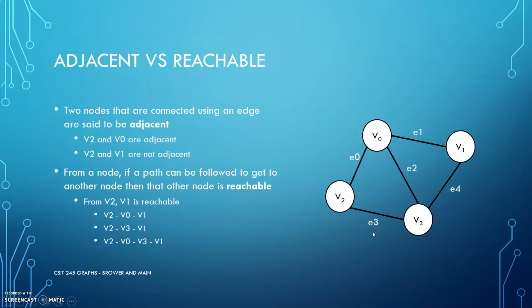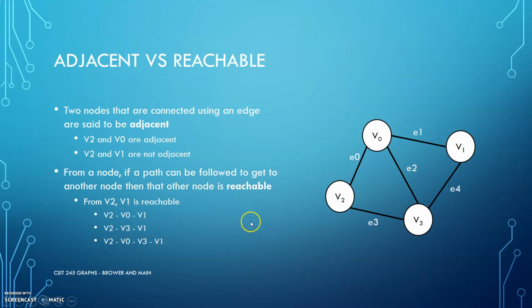Adjacent versus reachable. Two nodes are said to be adjacent if there's an edge connecting them. So V0 and V2, V2 and V0, there is an edge connecting the two of them. From V2's perspective, we say V0 is adjacent. From V2's perspective, vertex 3 is adjacent. But from vertex 2's perspective, vertex 1, there's not an edge that goes directly there. That's not adjacent. This is an important consideration for later when we get to an adjacency matrix, where an adjacency matrix keeps track of adjacencies. Vertex 2 is not adjacent to vertex 1, and vertex 1 is not adjacent to vertex 2.